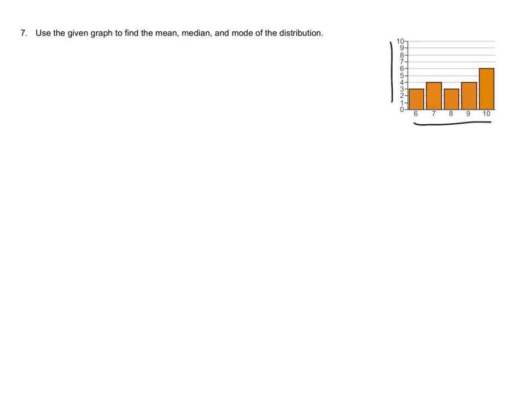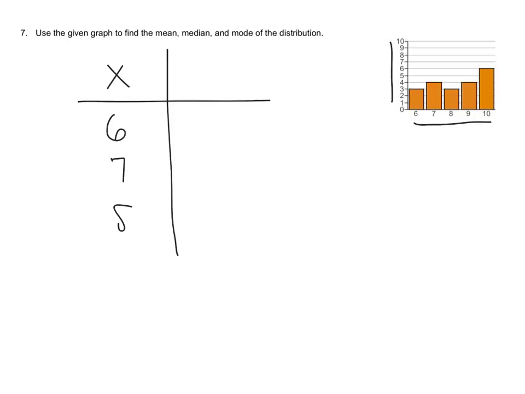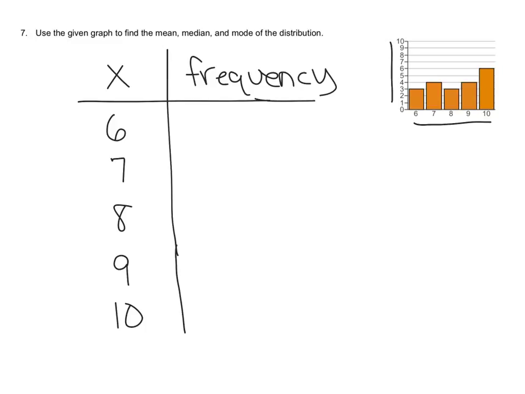frequency distribution table. So we have two columns of our frequency table, and the first column is going to represent x, or all the values on the horizontal axis. So we have 6, 7, 8, 9, and 10. Now the second column represents the frequency, or how many times that value occurs within the set. To find the frequency, we'll just use our graph.